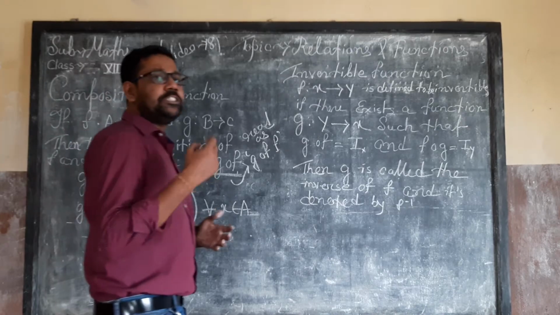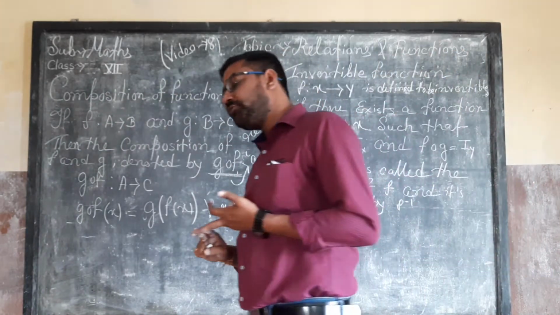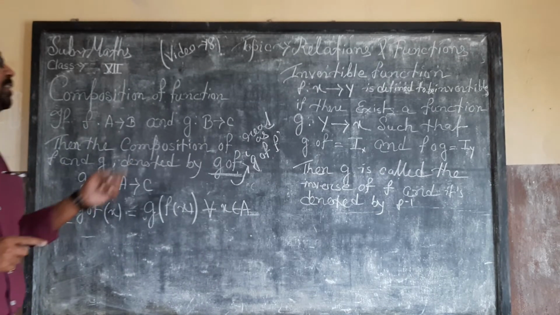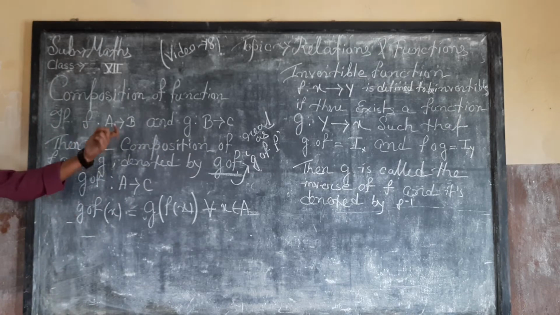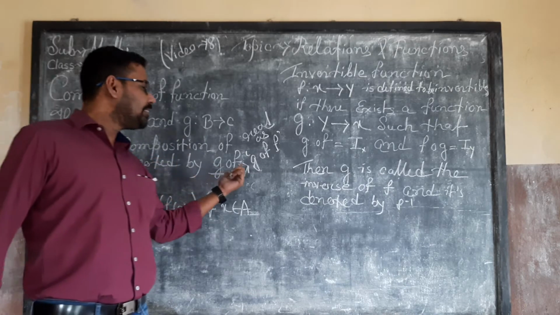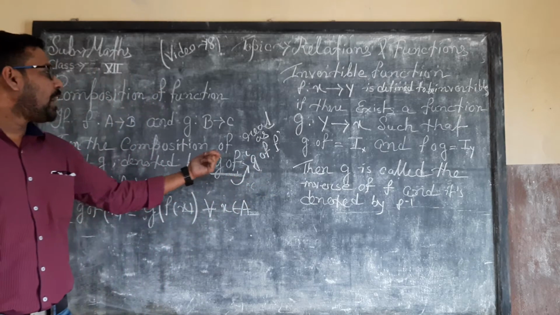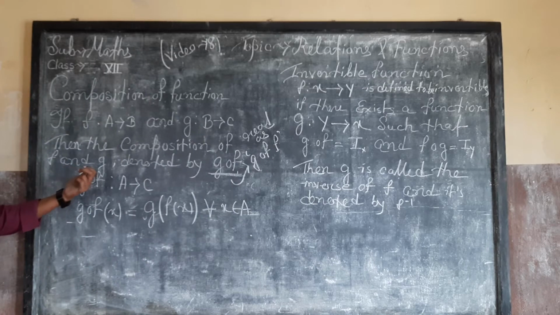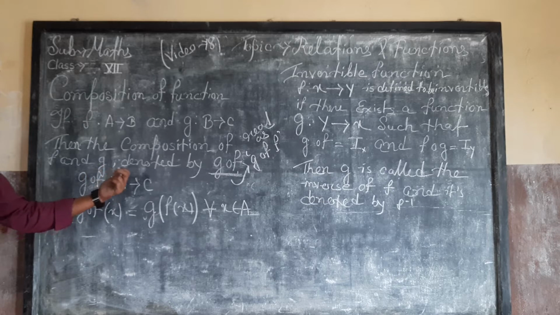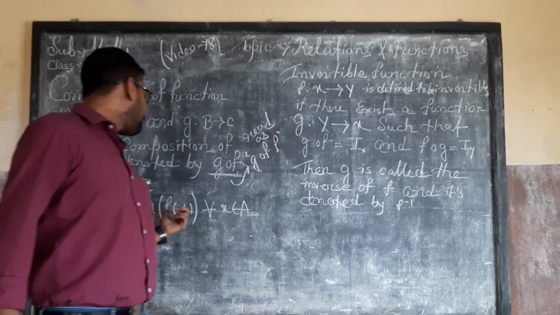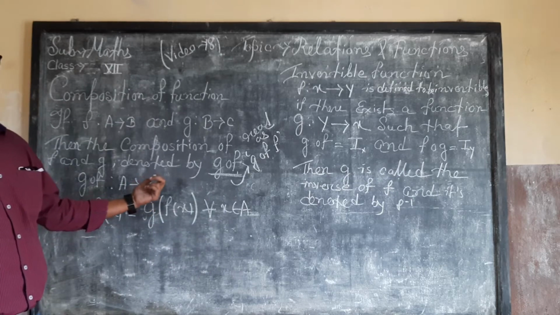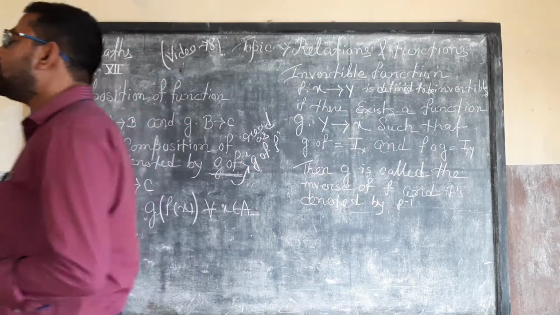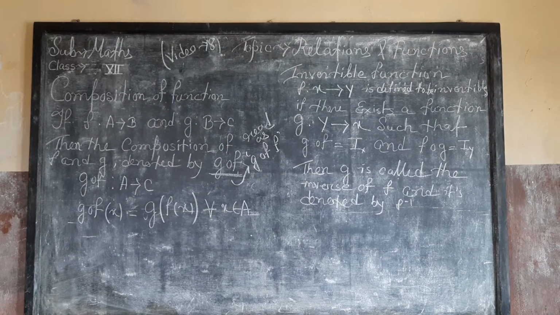For a composition function, we need a minimum of two functions: the first function f from A to B and another function g from B to C. Then the composition of f and g is denoted by this special notation g∘f, read as g of f. This g∘f is from A to C, and it is defined as (g∘f)(x) = g(f(x)). This is the mathematical definition of the composition of two functions.